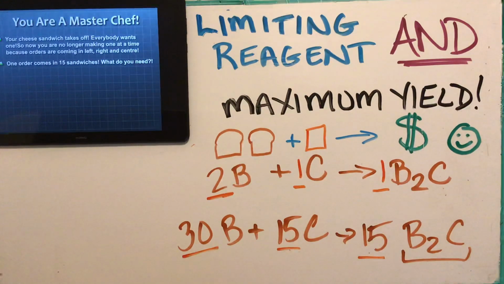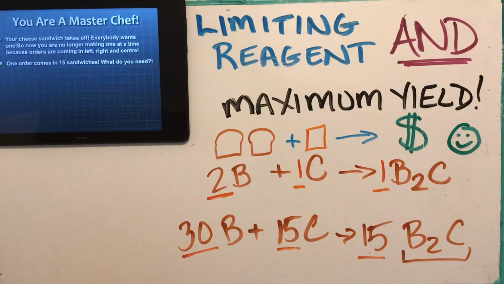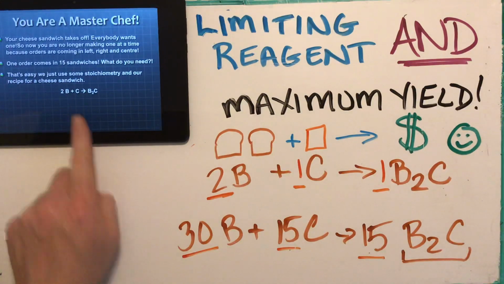We've talked about the mole ratio before. And that's basically what you did in your head. 15 sandwiches, well, each sandwich needs 2 breads, so 15 would require 30. Each sandwich has 1 thick slice of cheese, so 15 cheeses for 15 sandwiches. Boom, done. Out the door, you just got paid. That's awesome. So all you did was use some stoichiometry in your head and the recipe for the sandwich. This thing right here.